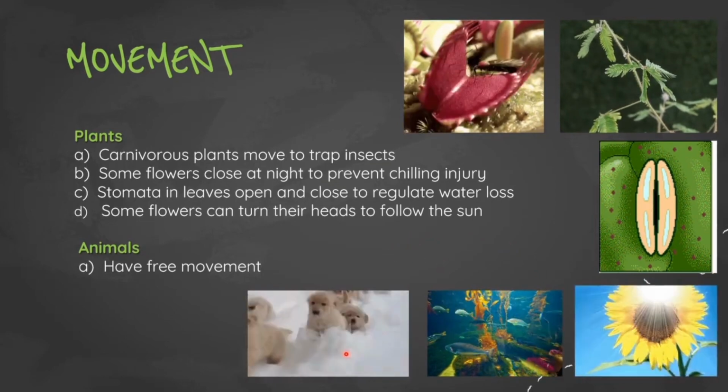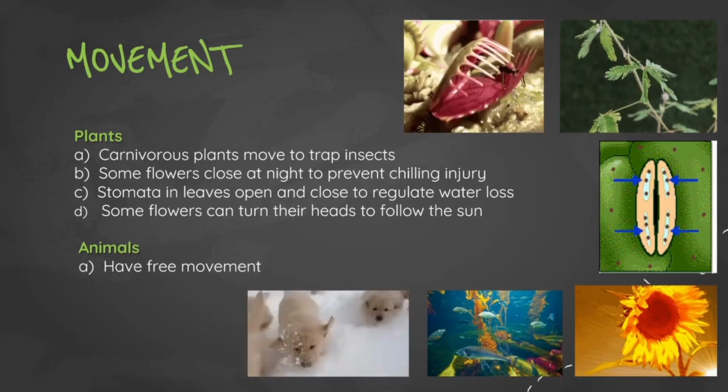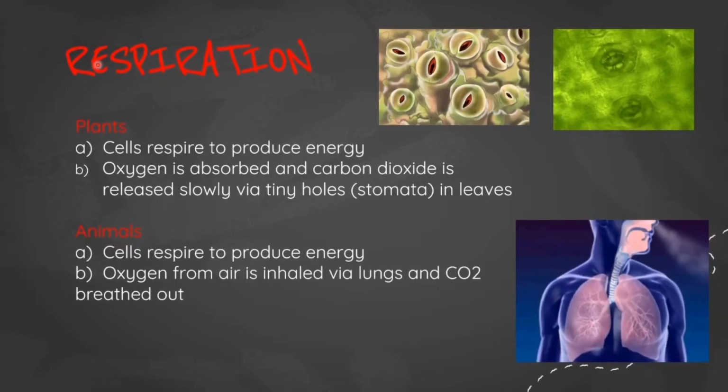As you can see, these cute little puppies are running in the snow, and these fishes are swimming about in the tank. Respiration is quite similar in both plants and animals. They both have cells that respire to produce energy. In plants, the oxygen is absorbed and carbon dioxide is released slowly via tiny holes or stomata in the leaves, as can be seen here. In animals, the oxygen from the air is breathed in or inhaled via the lungs, and carbon dioxide is breathed out or exhaled.